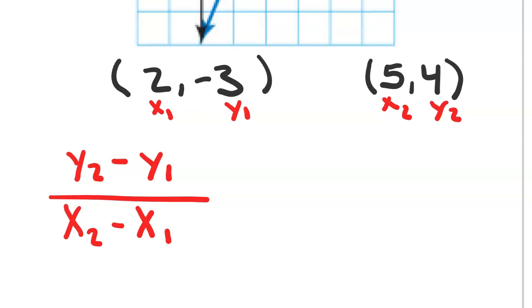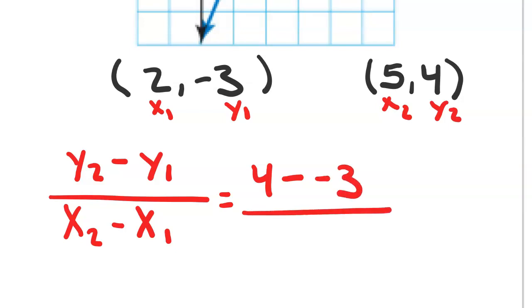It's nice if you are able to label your points and can remember this piece, because then you're just plugging in numbers. I know that my y2 is 4, so I'm going to plug a 4 in for y2. I know I'm subtracting my y1 value, so I'm subtracting negative 3. I know my x2 value is 5. My x1 value is 2. So I'm writing 5 minus 2.